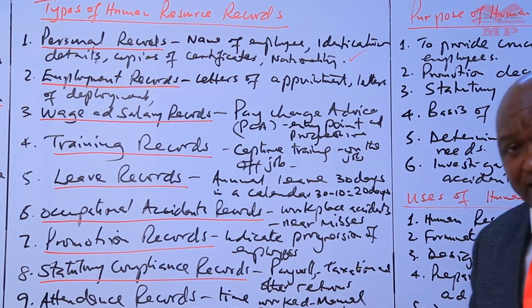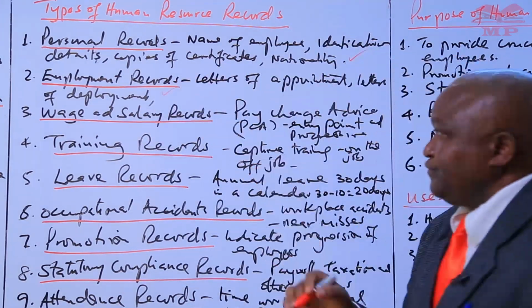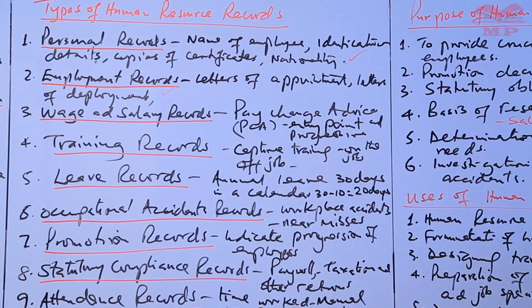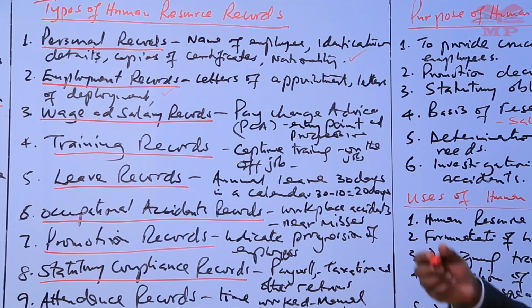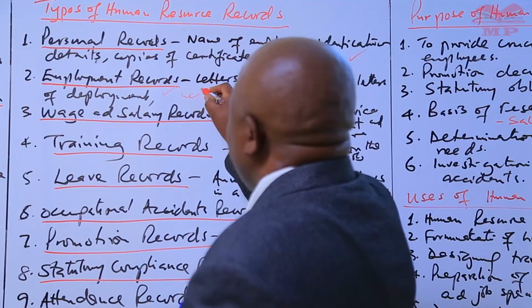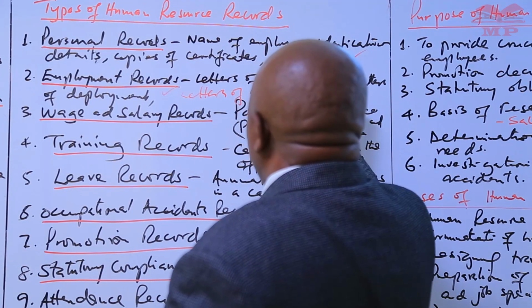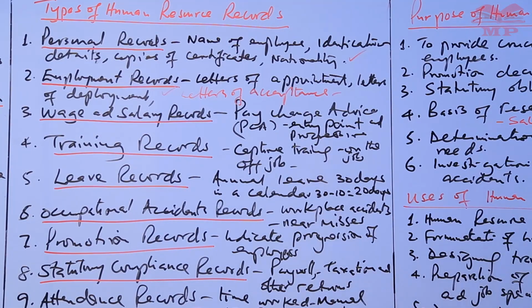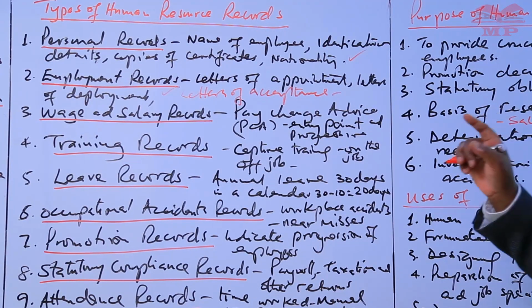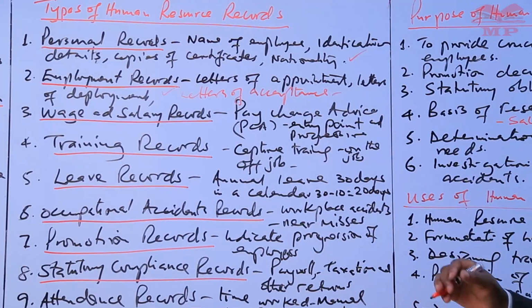Then we have, dear learner, indicated that employment records, number 2, can also be maintained. And in terms of the employment records, letters of appointment, appointing that employee, letters of deployment, even letters of acceptance, indicating that this particular employee was offered that particular job and that employee accepted that particular job. Those ones are captured under employment records.